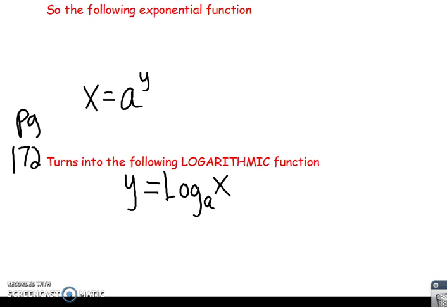Now, how it works. First off, to have a logarithmic function, you need to have the word log. Notice the base a of my exponential is also the base of my log function. And I simply take y and x and flip-flop their positions. x is isolated over here, now y is isolated over here. It is read as y equals log base a of x. That is how we read this particular problem.